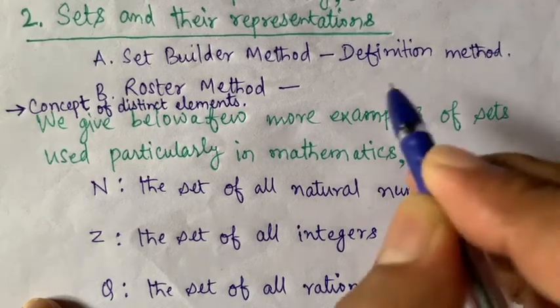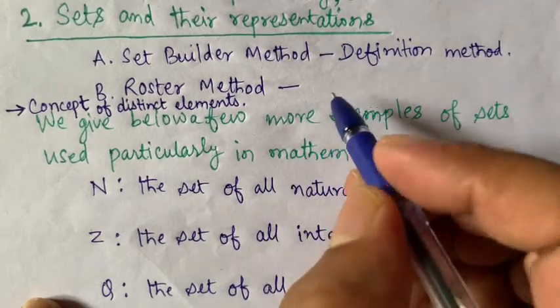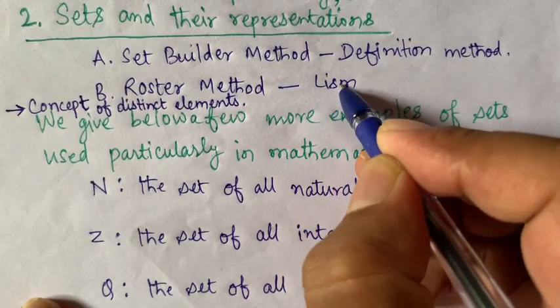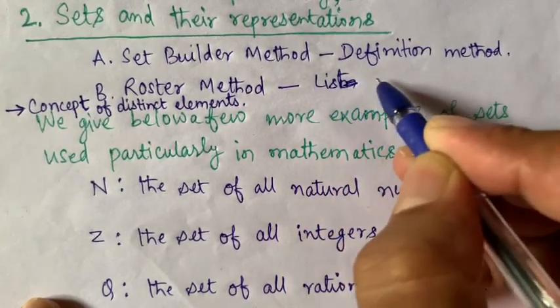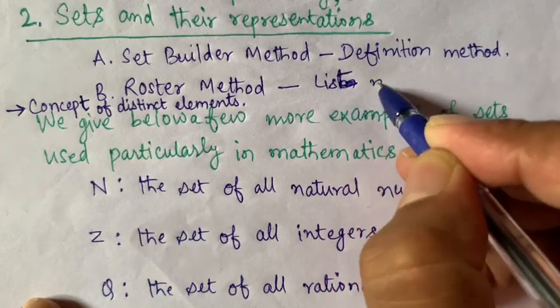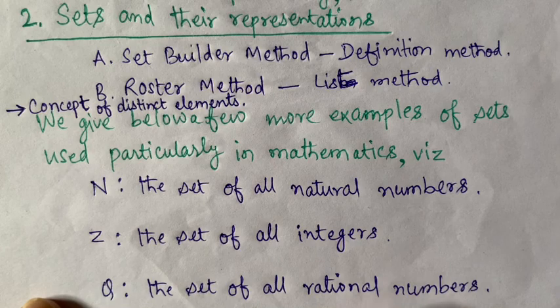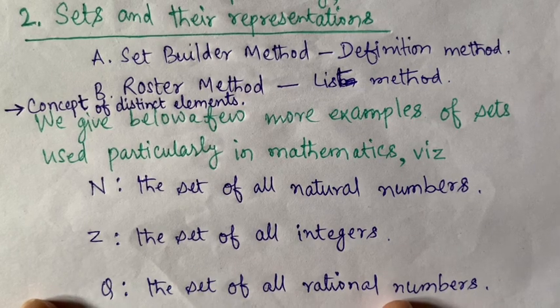And we have roster method. This is known as list method as well. Why do we say it is list method? It is known as list method because we need to write all the elements appearing in the set there.